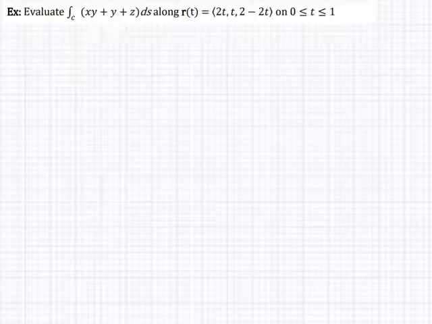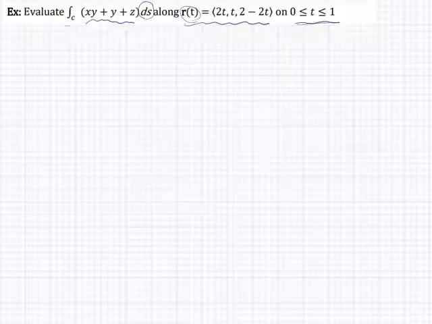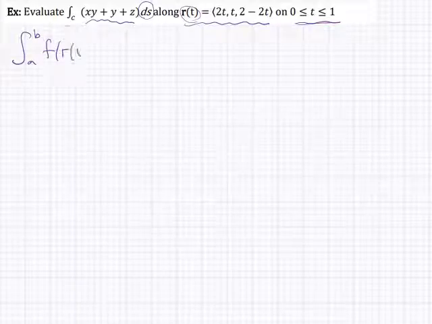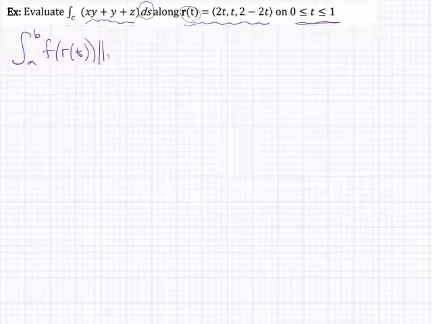So here's another example. Here's the function that we're integrating with respect to arc length over the curve. Here's the curve itself with the interval of t being from 0 to 1. So we're going to integrate this multivariable function over this parametrized curve. It's already parametrized with this vector value function with these t values. So we're going to need to do the integral from a to b of f of r of t times the magnitude of r prime of t dt.